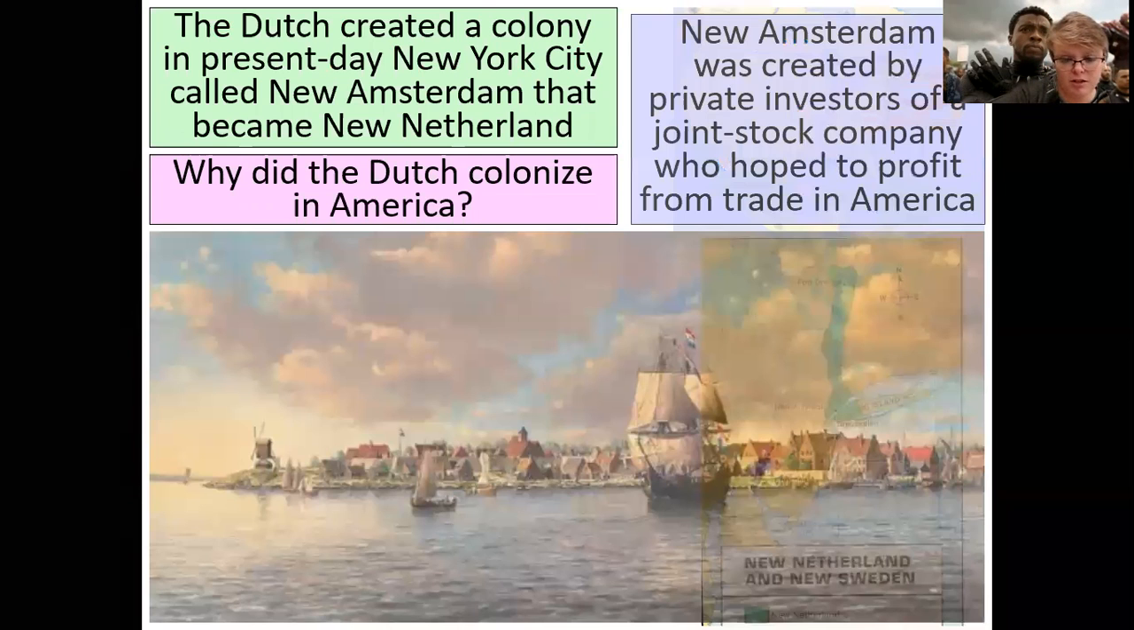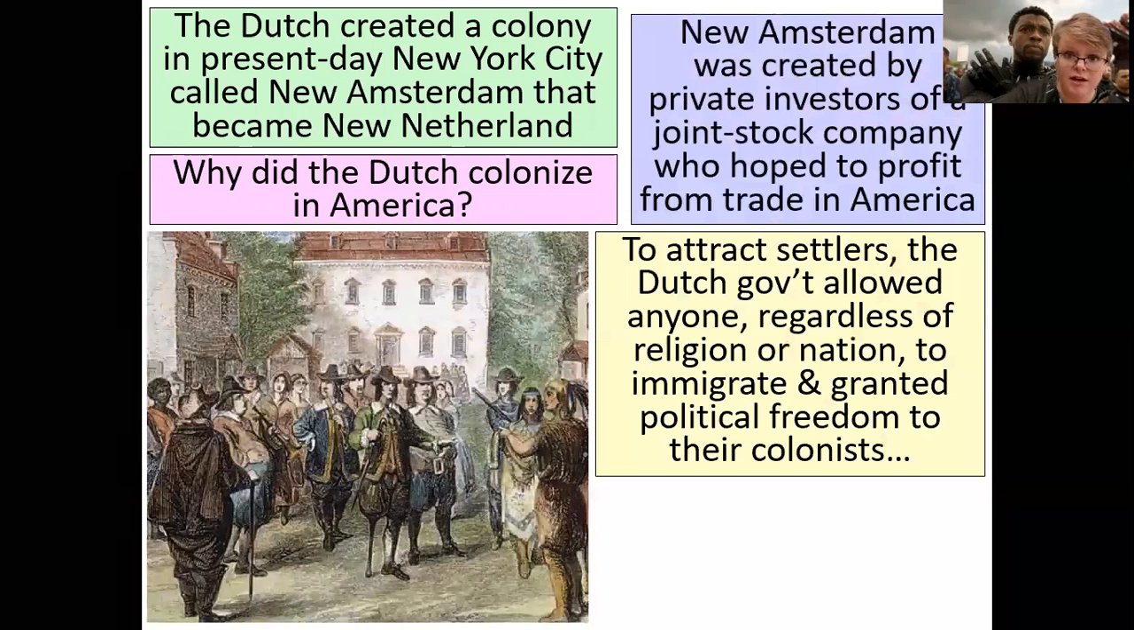Why did they colonize this area? It was created by private investors of a joint stock company who hoped to profit from trade in America. So what a joint stock company would be is you as an investor would send someone over to the colonies, and you would give them basically a portion of the company, and they would run it in the colonies for you and send the money back to you, but they would also get a cut of what they were making.